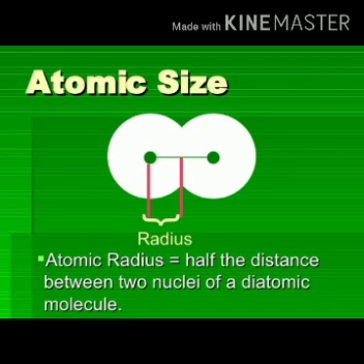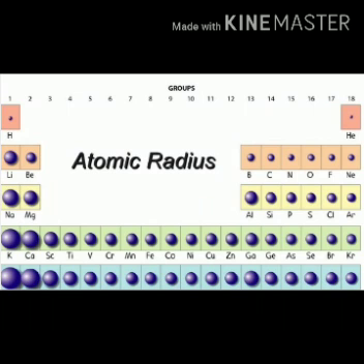Now let's move to the next topic, that is atomic size. The atomic size of an atom is indicated by its radius. Atomic radius is the distance between the nucleus of an atom and its outermost shell. Atomic radius is measured in picometer.